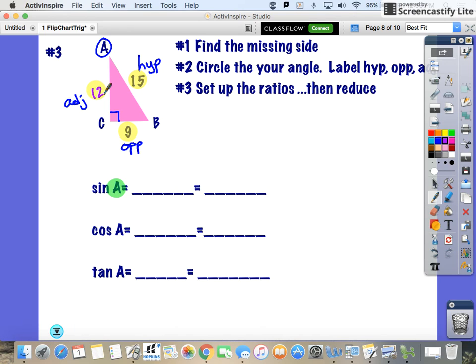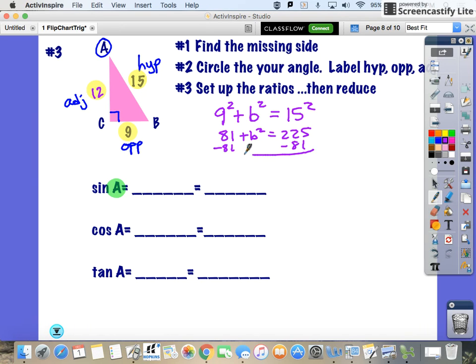So what you are given is one leg is 9, and the other leg we don't know is equal to 15 squared. So 81 plus b squared is equal to 225. Minus 81, b squared is 144. Square root, b is 12. So your other side is 12.